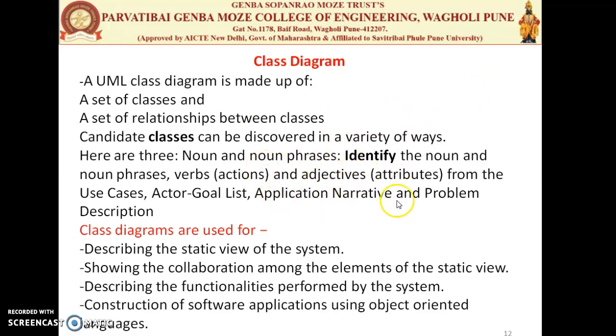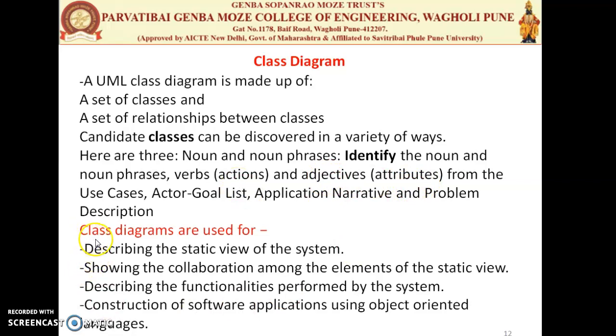So in the problem domain or the problem statement, the noun and the noun phrase is the class name. The verbs are the actions, that means your methods, which perform something, have some input and give some output. And the adjectives are your attributes. Attributes are nothing but the data attributes or the different attributes of a class. From where can you take it? You can take it from your use cases, your actor goal list, your application narratives and the problem description. From the problem description, the actor goal list or the problem domain, you can identify your noun phrases, your verbs and the adjectives. So the noun and the noun phrases are the class names, verbs are the actions, that means the methods, and the adjectives are your attributes.